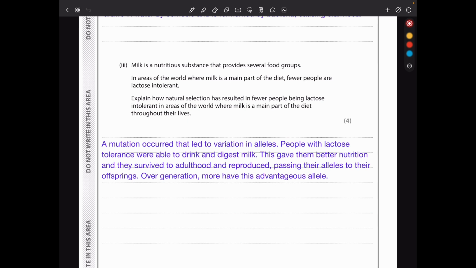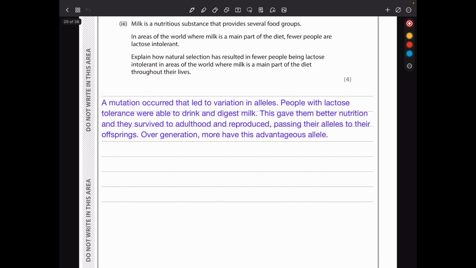Those who can digest the lactose are going to survive because they get nourishment, and so they will reach reproductive age and have offspring. So I say the mutation occurred that led to variation in alleles. People who could drink and digest milk had better nutrition, and they survived to adulthood and reproduced, passing their alleles to their offspring, and over generations, more have this advantageous allele.